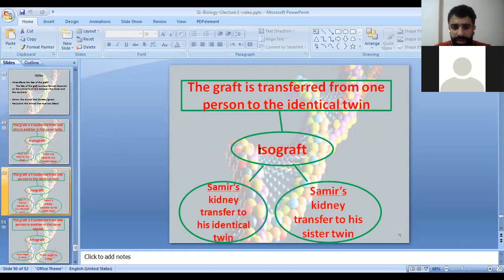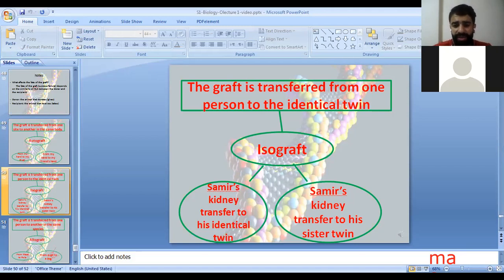Isograft is a graft between identical twins. And pay attention, sometimes you have a false idea about twins. For example, identical twins are two boys or two girls. While a boy and a girl are called fraternal twins. Fraternal twins don't have identical HLA.